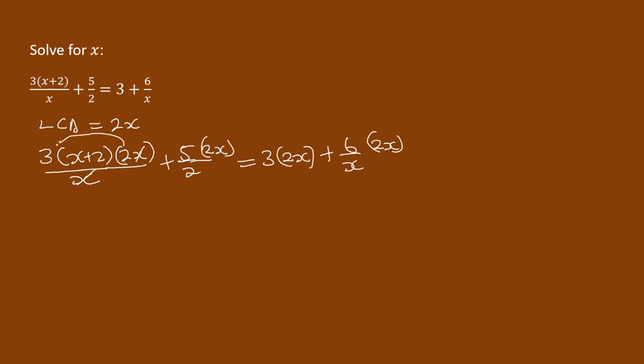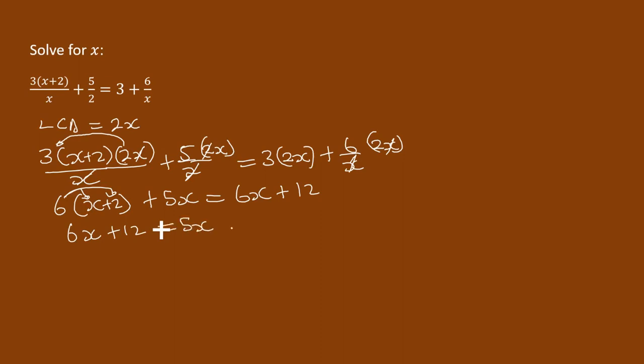We can say 2 times 3 becomes 6. 6x plus 2. Then 2 into 2 is 1. We remain with 5x is equal to 6x. And then x divided by x is 1. We remain with 6 times 2, which is 12. Okay. And then we have 6x, distributing the 6, plus 12 is equal to 5x is equal to 6x plus 12.